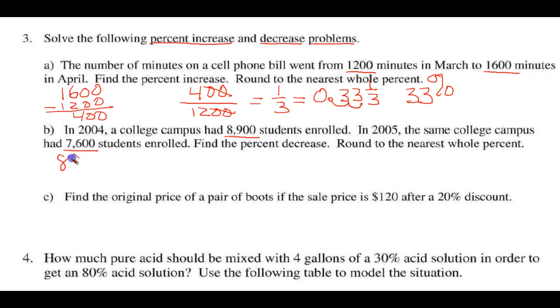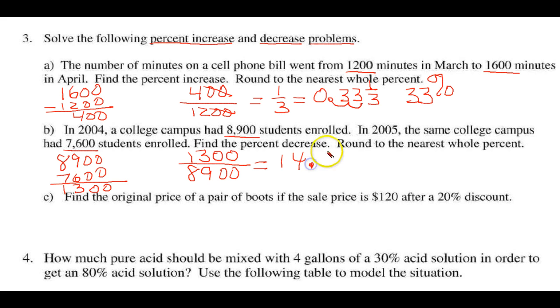So we do 8900, 7600, and we find the difference of that, which is 1300. Now you take the difference, and again, what number do you put it over? The new number or the original number? And again, the rule is always over the original number. And when we do that, we get 14.6.